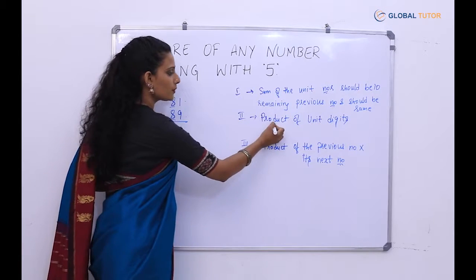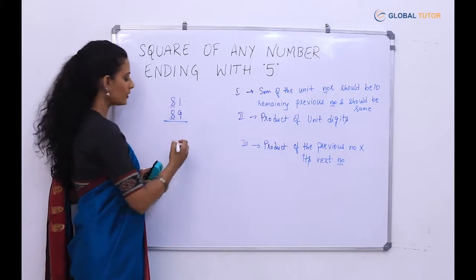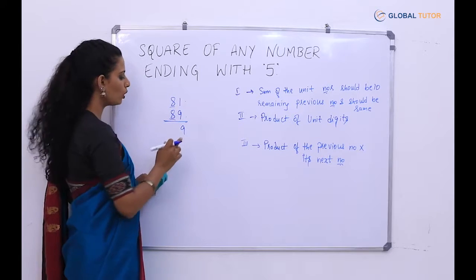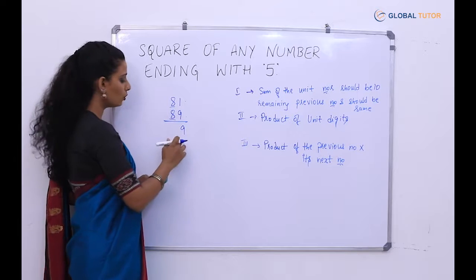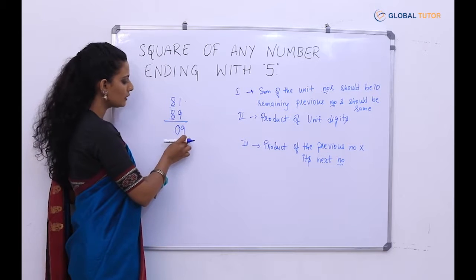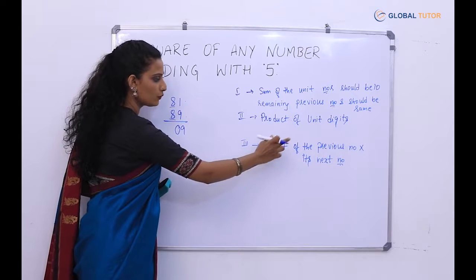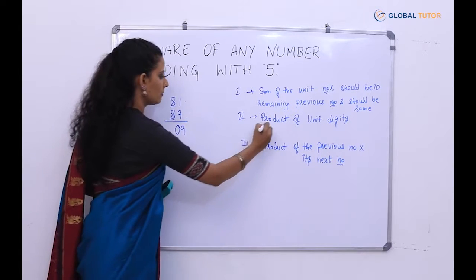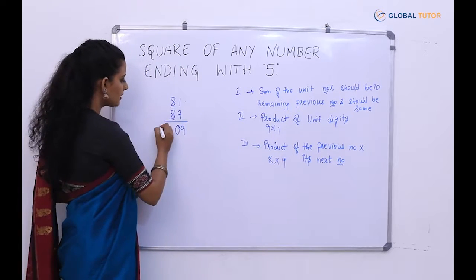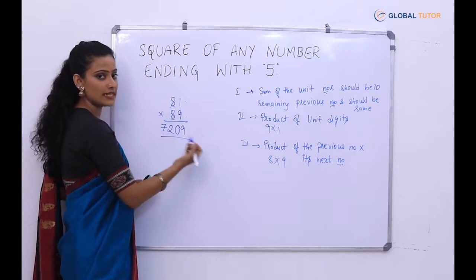Now the second step is the product of the unit digits. The product of the unit digits is 9 into 1, which is 9. However, you cannot just write 9 here. You have to always write a 2-digit number. So instead of 9, we'll write 09, which means the same, but you have 2 digits instead of just 1 digit. Now the third step is the product of the previous number and its next number, which is 8 into 9, which is 72. So 81 into 89 will be 7209.